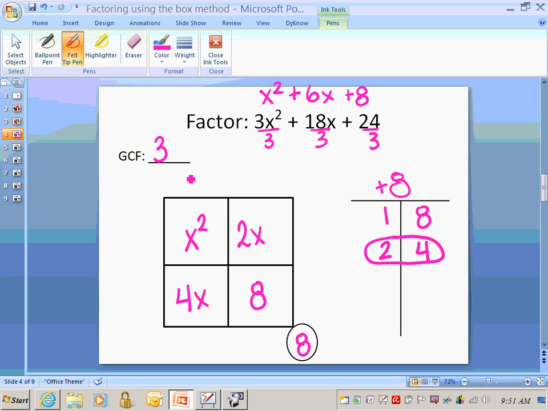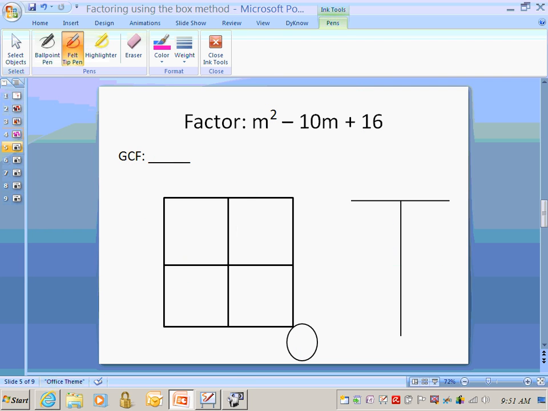My GCFs are, so I'm going to write my answer. Very good. 3 times x plus 2 times x plus 4. And which one would this one be? Area or volume? Volume. We've got 3 things multiplying, right? Okay, next problem.